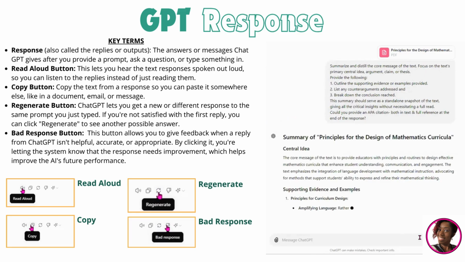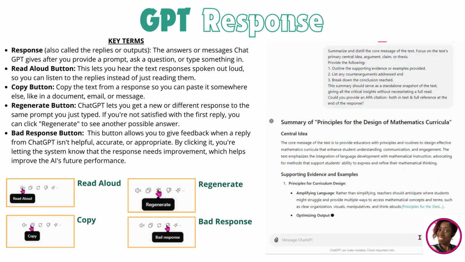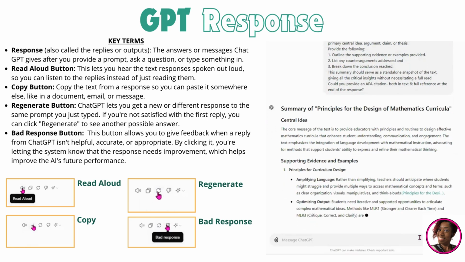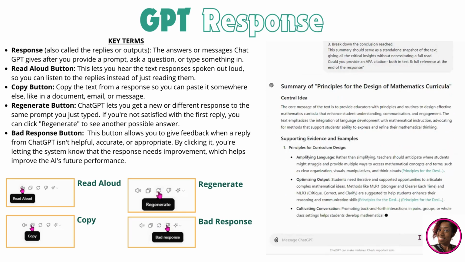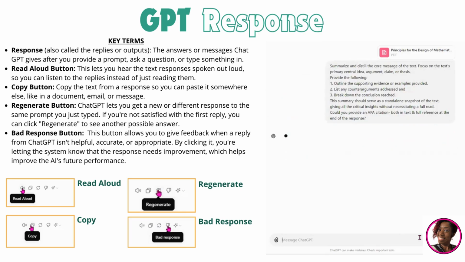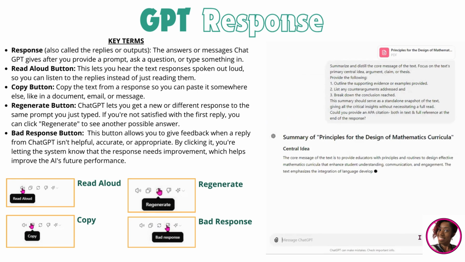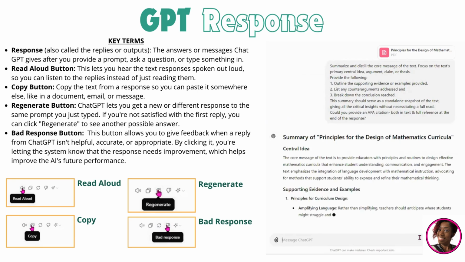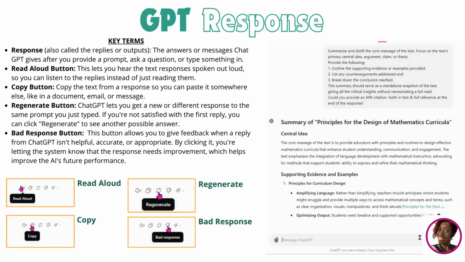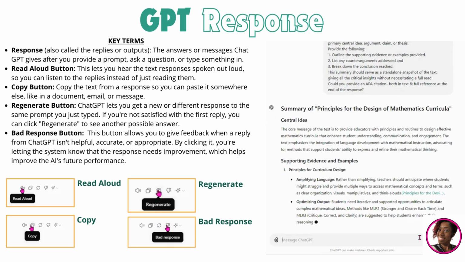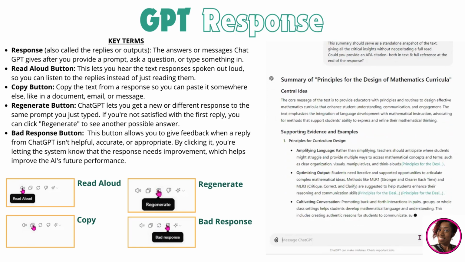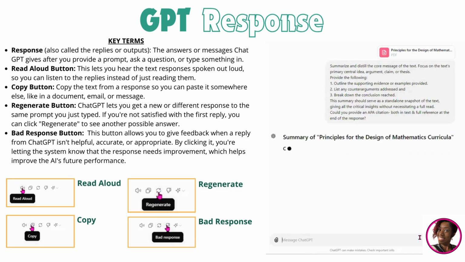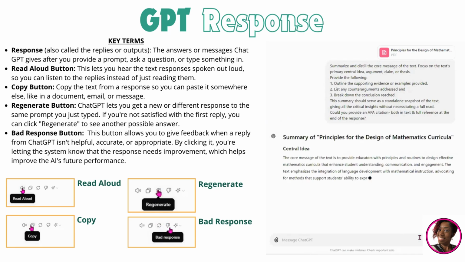The copy button will copy the response so that you can put it in another document like you normally would. The regenerate button will allow you to get a new and different response. And then lastly, the bad response button tells the GPT that the response was not helpful, accurate, or appropriate, and it helps it improve in the long run.